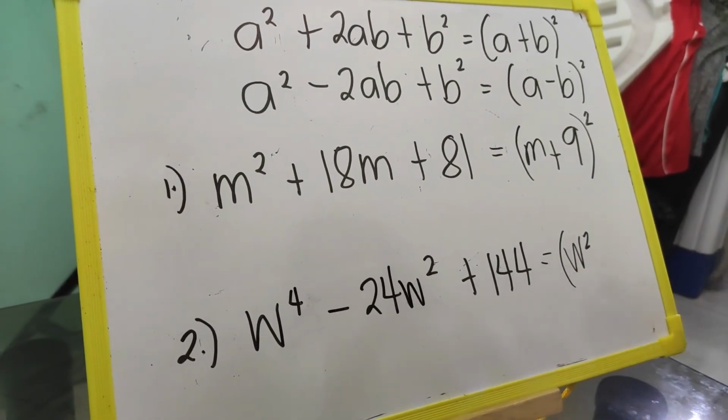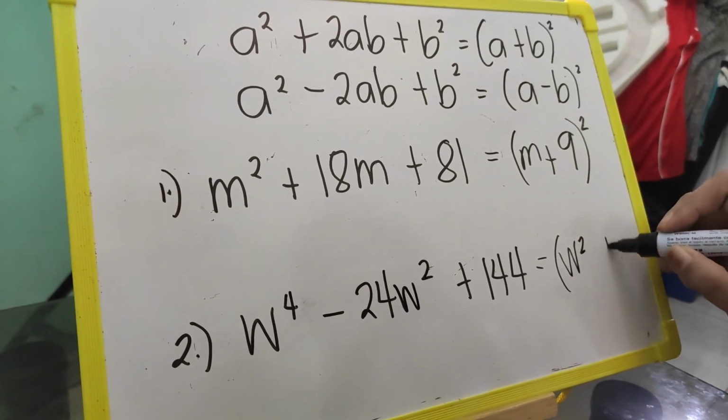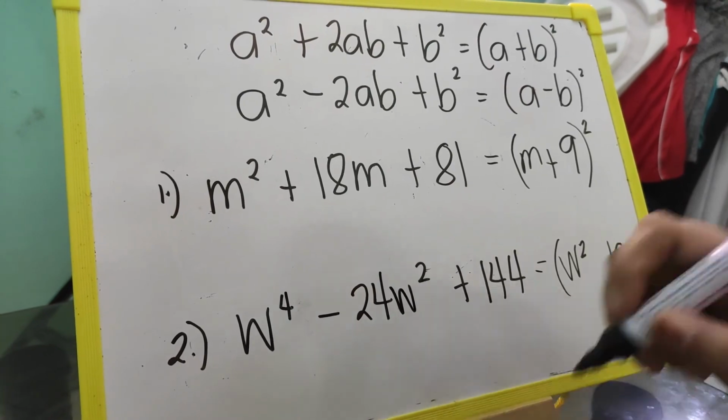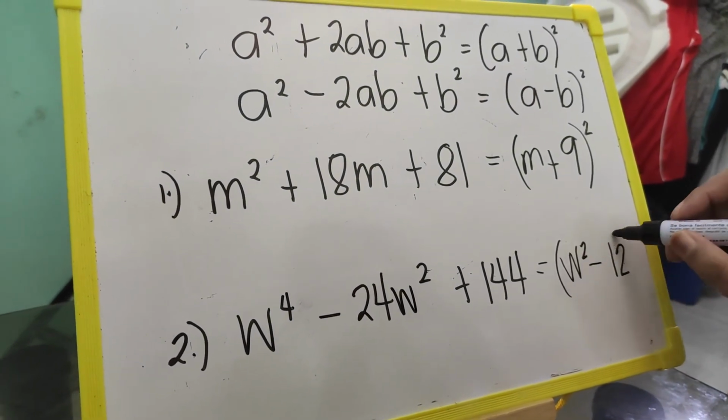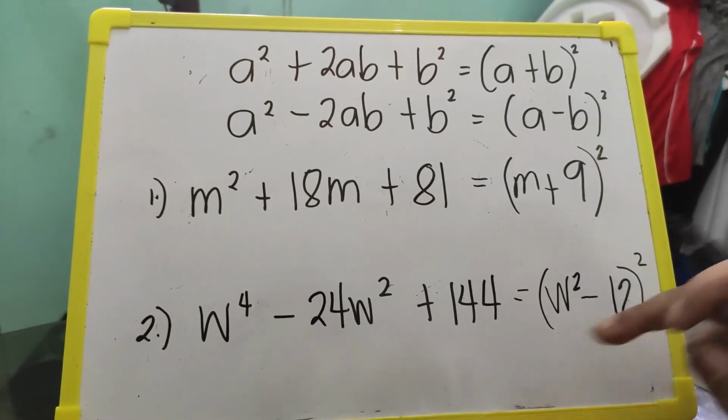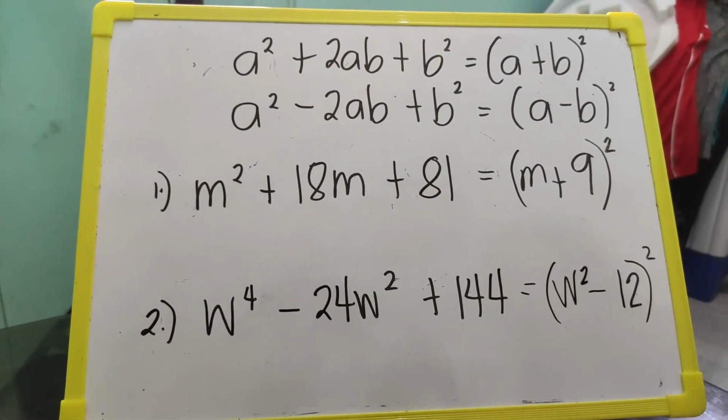And what's the square root of 144? That is 12. But you notice the sign here is minus. So we will be writing minus here and then square. So this is now the factor of this perfect square trinomial.